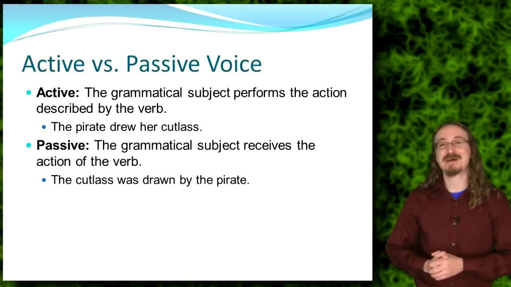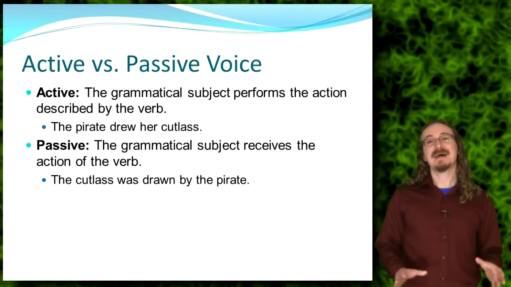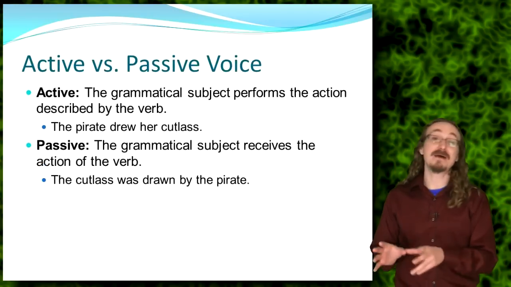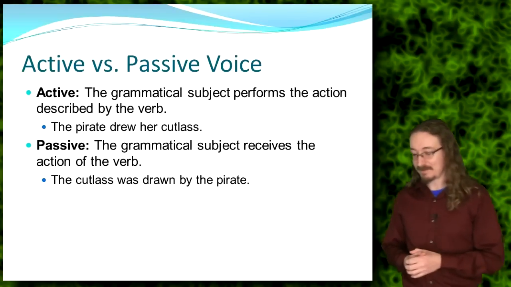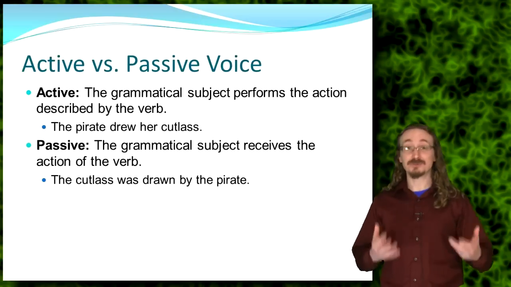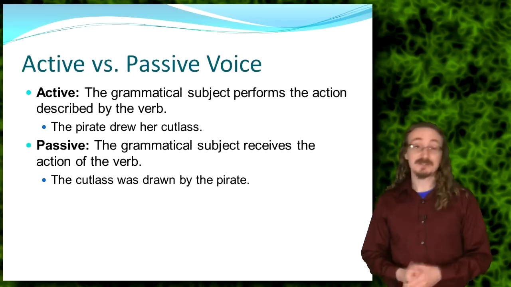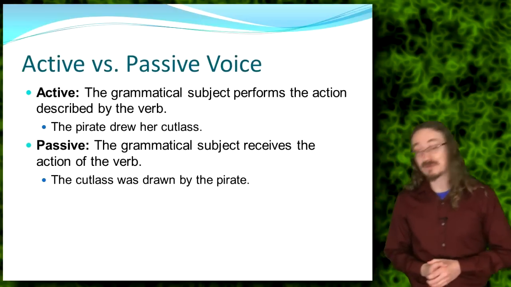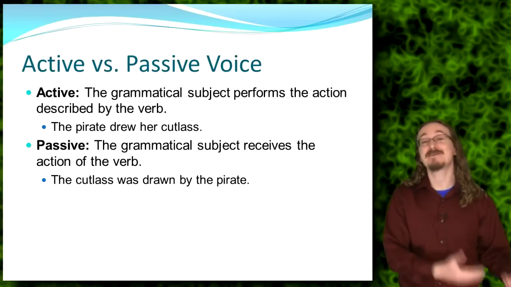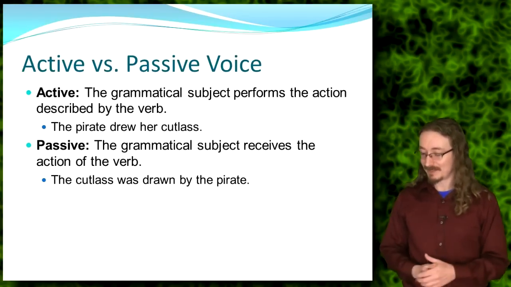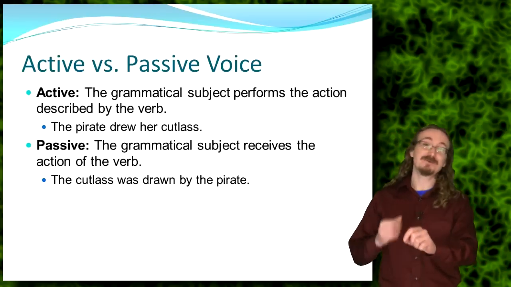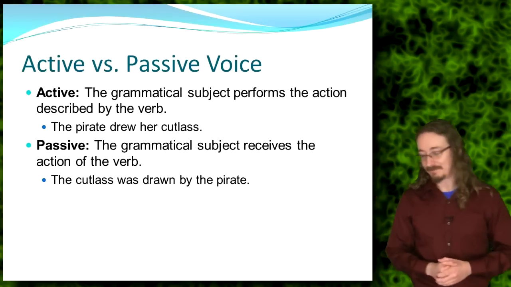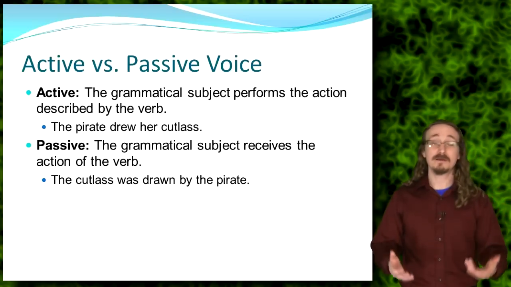Okay, active versus passive voice. The active sentence, the grammatical subject is what is going to be doing the action described by the verb. The pirate drew her cutlass. Subject, pirate, verb, drew. Guess what? It's the subject, the pirate, that is doing the drawing of the cutlass. Passive, though, you switch it around. So the grammatical subject is what's receiving the action. So the cutlass was drawn by the pirate.